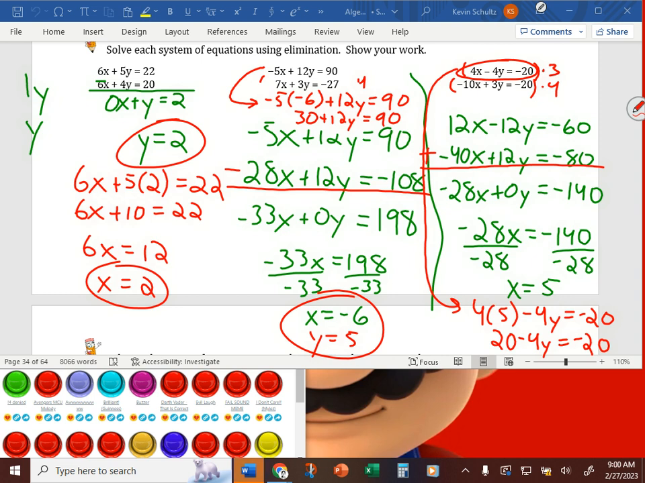Subtract 20 from both sides. That gives you negative 4y equals a negative 40. Divide both sides by negative 4. Negative 40 divided by negative 4. Y equals 10.